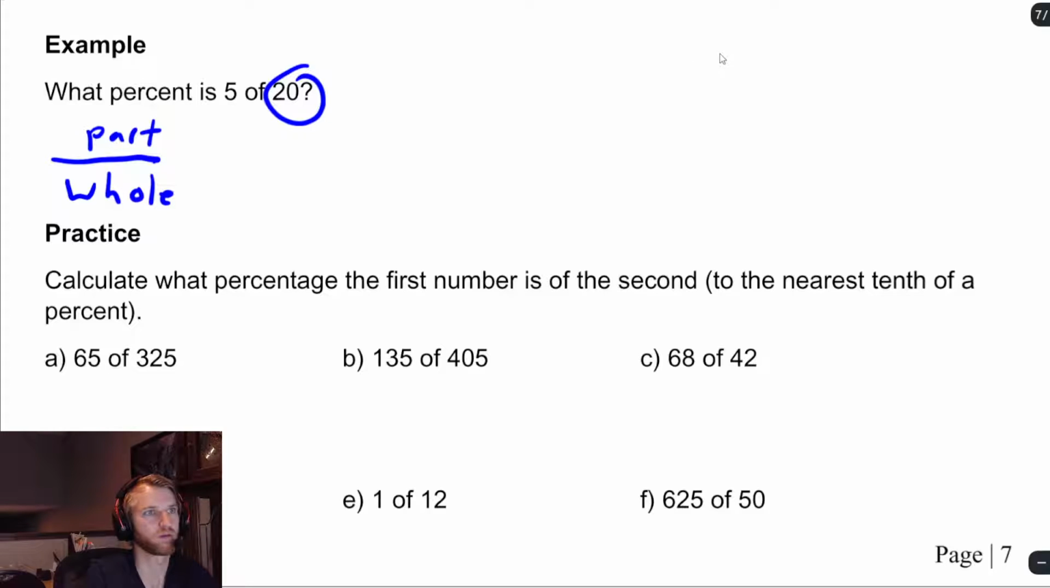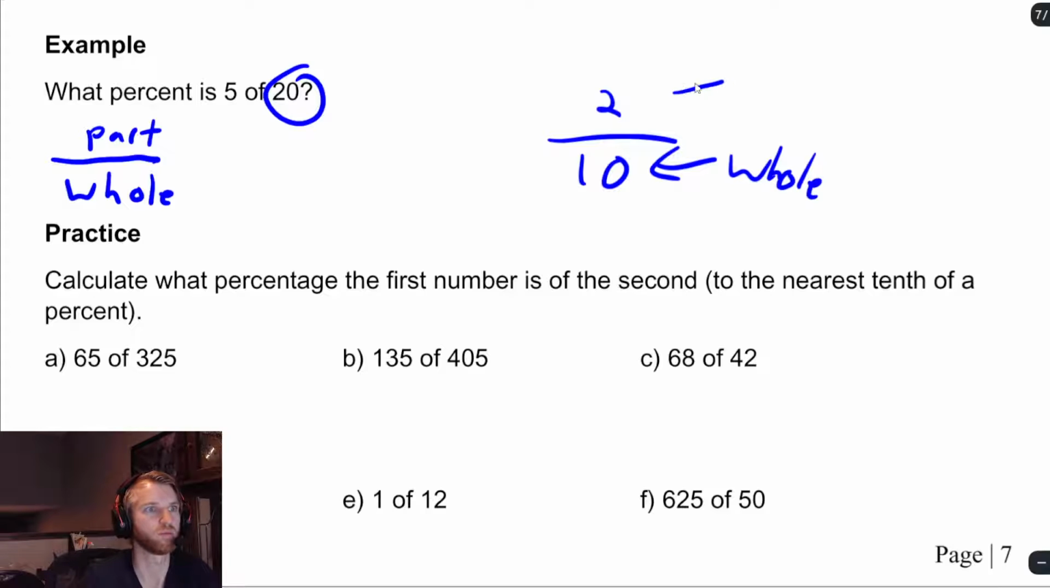Okay, so if I have an eighth of a pizza, it's like taking a pizza and splitting it into 8 pieces and I get one of them. This is the whole, this is the part. Or we could think of it like, if there are 10 people in the class, that's the whole amount, and 2 of them are wearing blue shirts. There's the whole, the total number, and the part goes on the top.